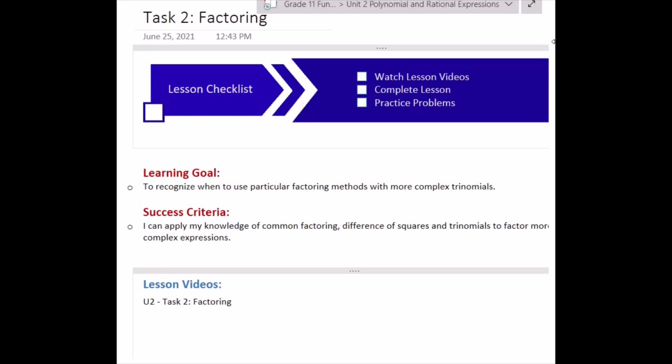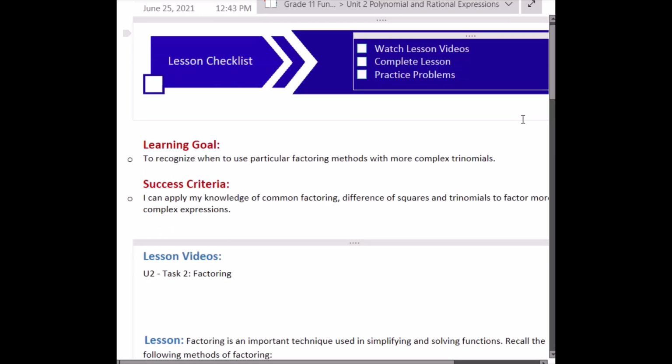This lesson will cover factoring. The learning goal is to recognize when to use particular factoring methods with more complex trinomials, and the success criteria is you can apply your knowledge to common factoring, difference of squares, and trinomials to factor more complex expressions.